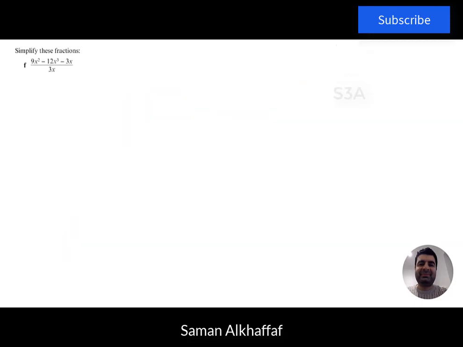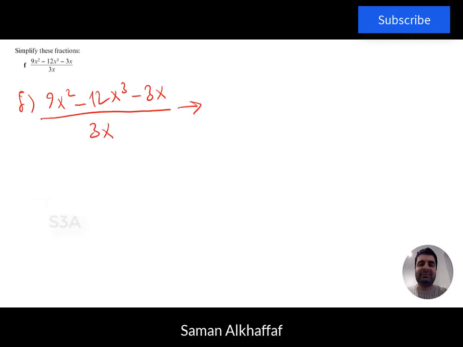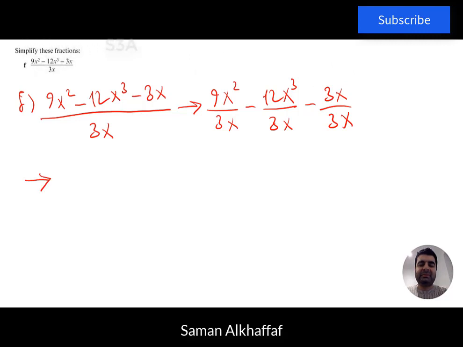In this example, we are asked to simplify this expression to its simplest form. So we have 9x squared minus 12x cubed minus 3x divided by 3x. So first we divide the terms to be separated into each one of them to be divided by the common denominator. So that will be 9x squared divided by 3x minus 12x cubed divided by 3x minus 3x over 3x.